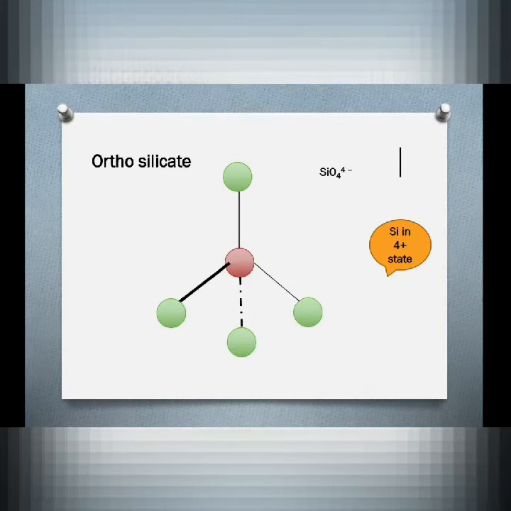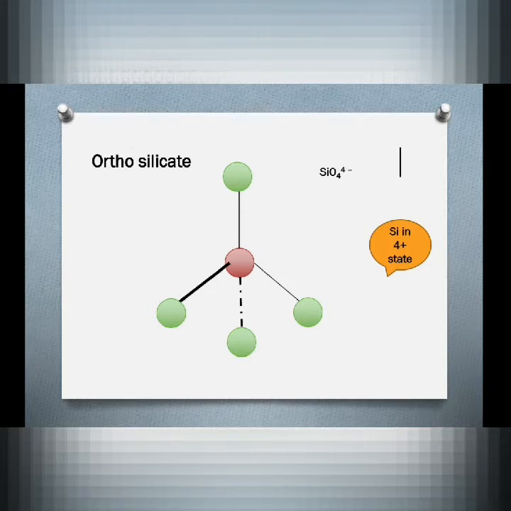Now orthosilicate is basically the silicate unit, that is, the repeating unit is only the tetrahedral silicate unit. What is the tetrahedral silicate unit? This is the tetrahedral silicate unit. Silicates are basically oxides of silicon, and the valency of silicon is 4. Hence, silicon can form 4 covalent bonds with any other element, and here with oxygen it forms 4 single bonds.